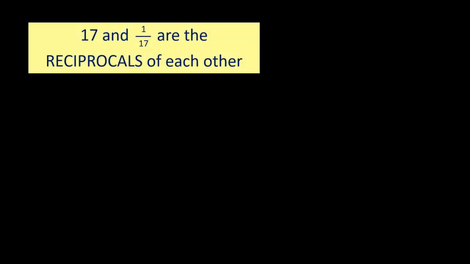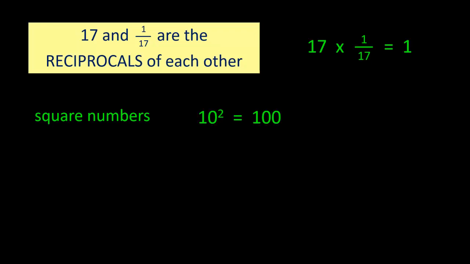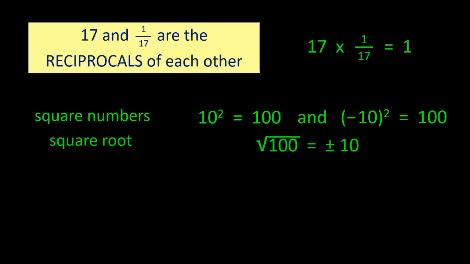Well, that's it. So before we go, let's have a summary. So we had reciprocals to start. 17 and 1/17 are the reciprocals of each other. What do you get if you multiply them? And that's it, you get 1. And then we had square numbers. 10 squared is 100. Minus 10 squared is also 100. So that means the square root of 100 is plus or minus 10.